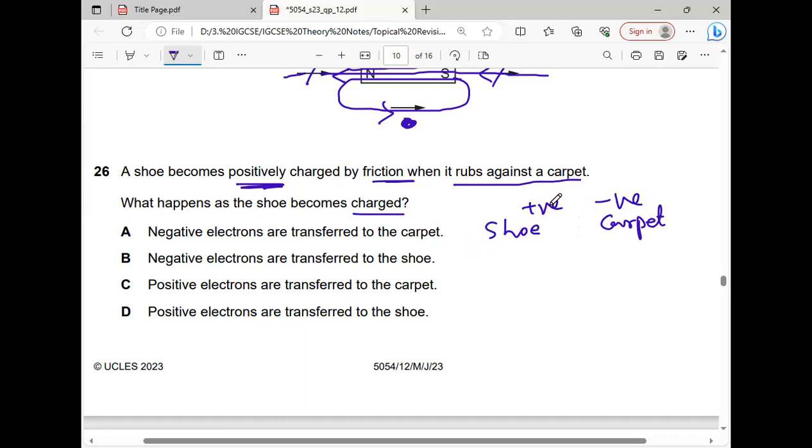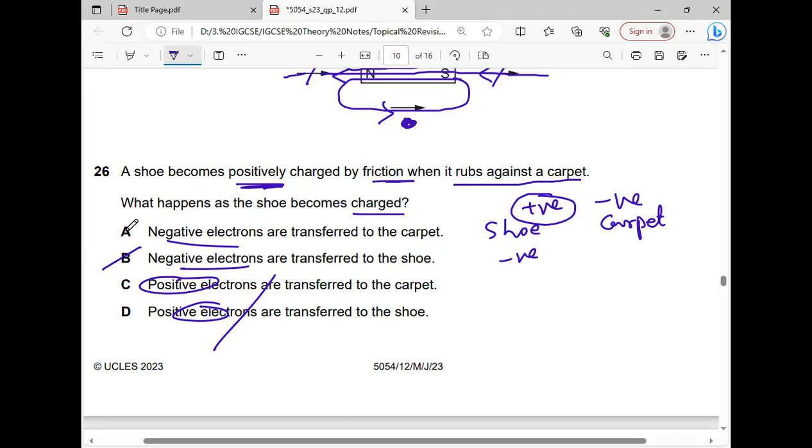involves the movement of electrons from one body to another. So electrons will always be involved. Electrons always carry negative charge. So options A and B can be the correct answer. Option B: negative electrons are transferred to the shoe. If electrons are transferred to the shoe, the shoe will acquire negative charge, while in the statement it is given as positive charge. So option B is wrong.